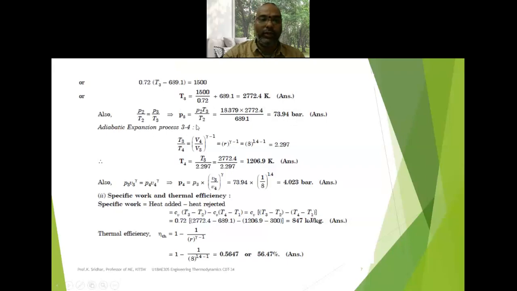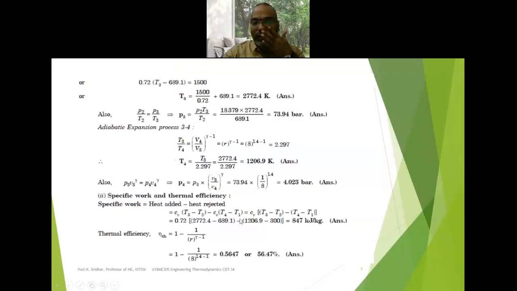Similarly, consider 3 to 4, the reversible adiabatic expansion process. By using the volume and temperature relationships, find T4 as 1206.9 Kelvin, and by using the basic governing equation of the adiabatic process, P4 is 4.023 bar.